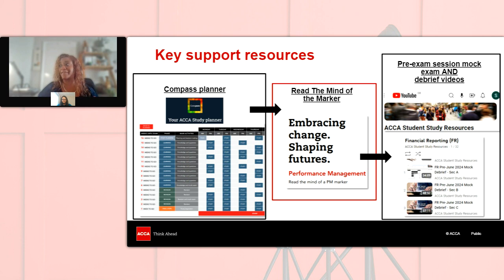Now, I'm going to take you through some of the key resources. So after this webinar, these are the things that you need to start engaging with or looking out for. And the first one is the Compass Planner, which we've spoken about. It's going to help you organize your study schedule in a structured way. Now, you can access Compass Planner through your My ACCA account.